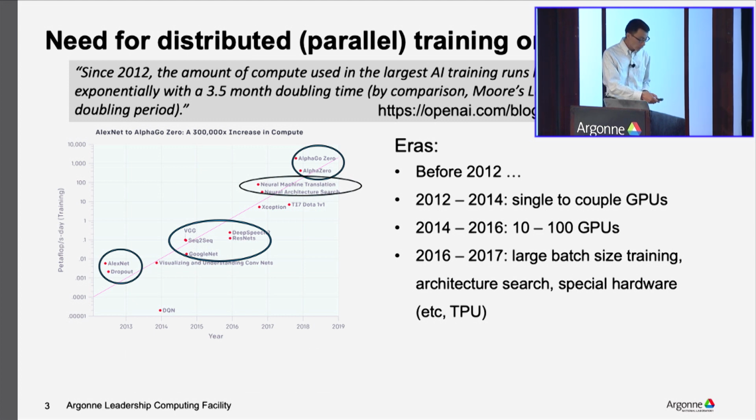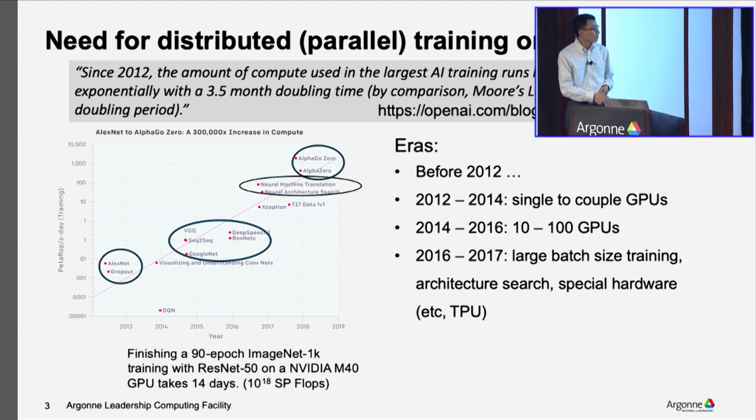To give you a sense, for the ImageNet models, there is one called ResNet 50, which includes 50 layers of neural nets. To train such a neural net, if you use one Nvidia GPU, an M40, it will take you at least 2 weeks to finish the training. And the amount of compute is 1 exaflop in single precision.